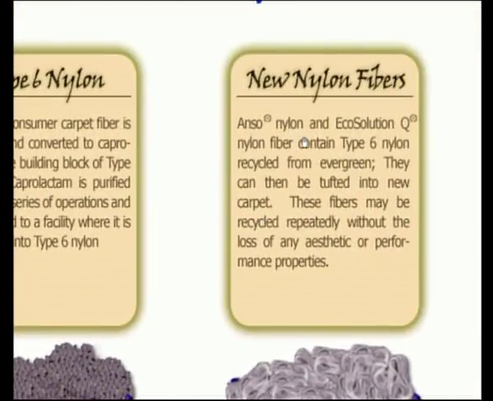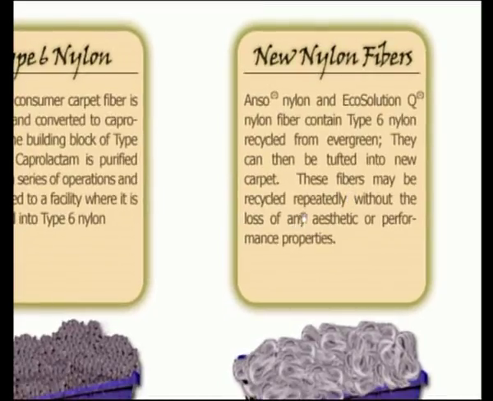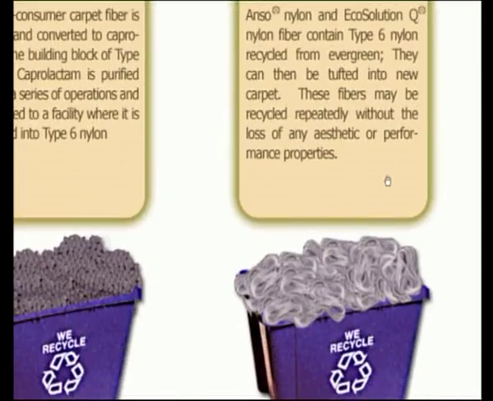New nylon fibers, Ansol nylon and Eco Solutions nylon fiber, contain type 6 nylon recycled from Evergreen. They can then be tufted into new carpet. These fibers may be recycled repeatedly without the loss of any aesthetic or performance properties. So, which can be used for recycling purposes.